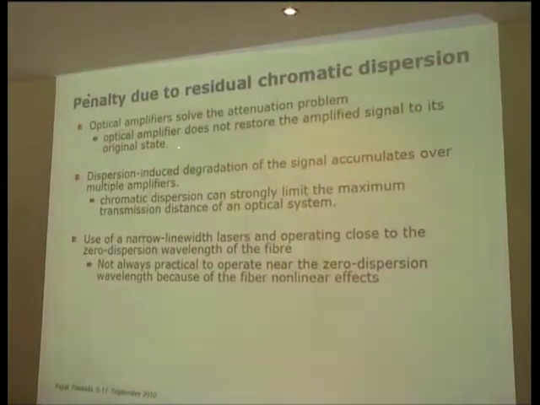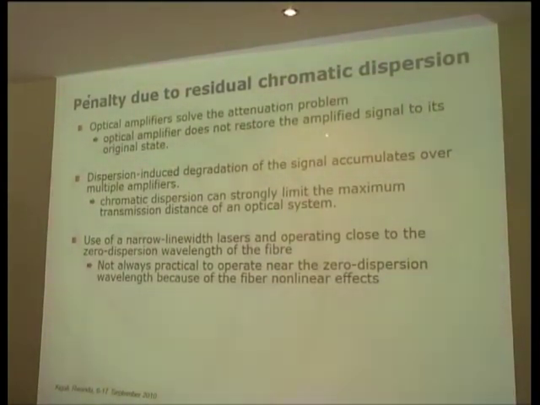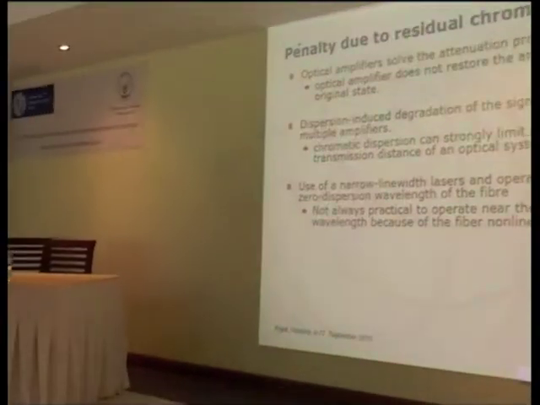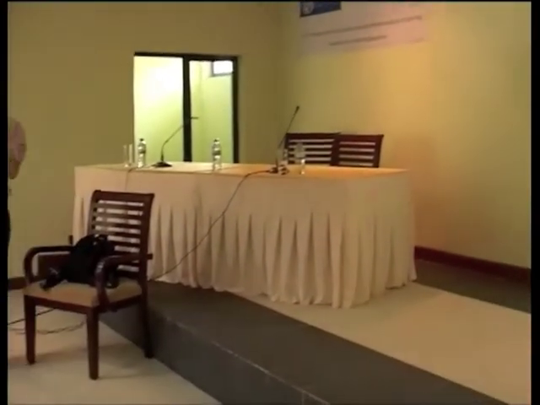But this amplifier doesn't restore the amplified signal to the original signal. This means that the amplifier just amplifies the signal and doesn't shape up the distorted signal. It just amplifies, not reshaping the pulse. So dispersion-induced degradation of the signal accumulates over multiple amplifiers. That's the simplicity. Dispersion will accumulate, and strongly limits the maximum transmission distance of the optical amplifier.